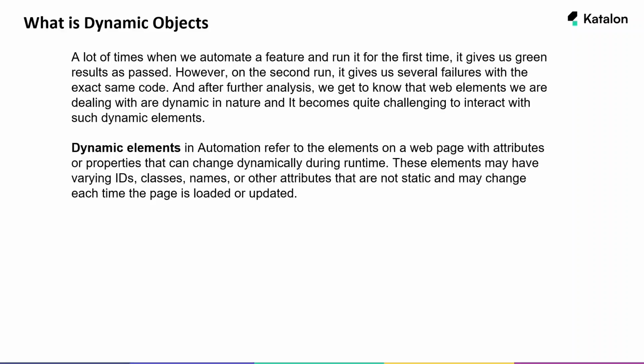So now, what are dynamic elements? The dynamic elements in automation refer to the elements on a web page with attributes or properties that can change dynamically during runtime. So these elements may have varying IDs, classes, names, or other attributes that are not static and may change each time the page is loaded or updated.